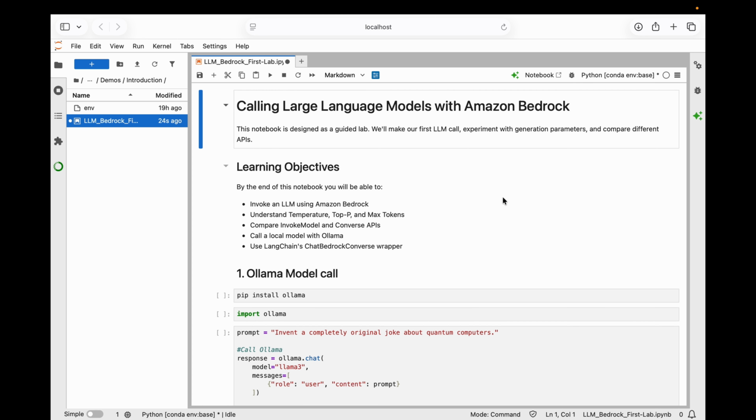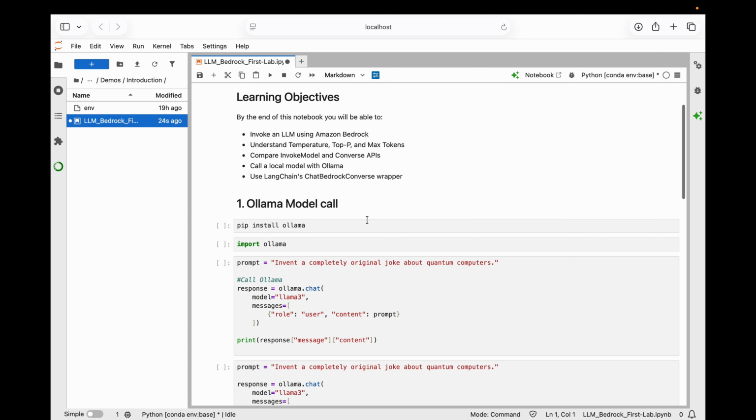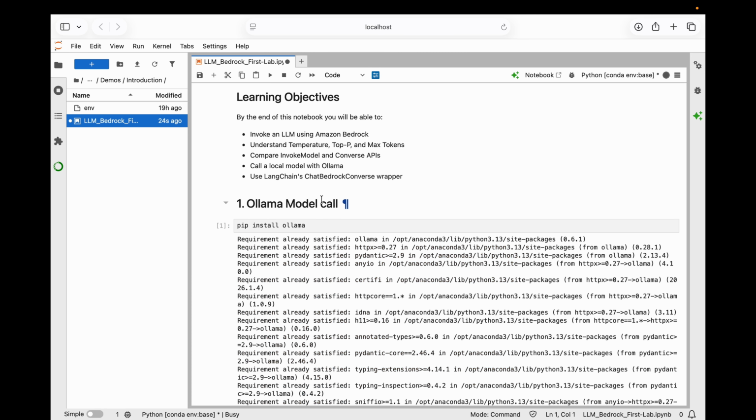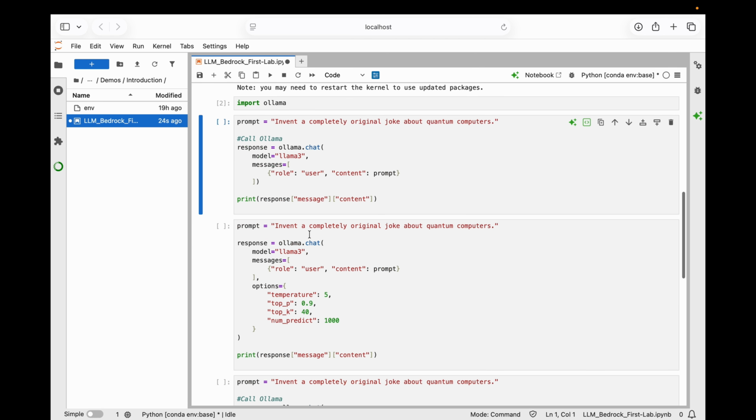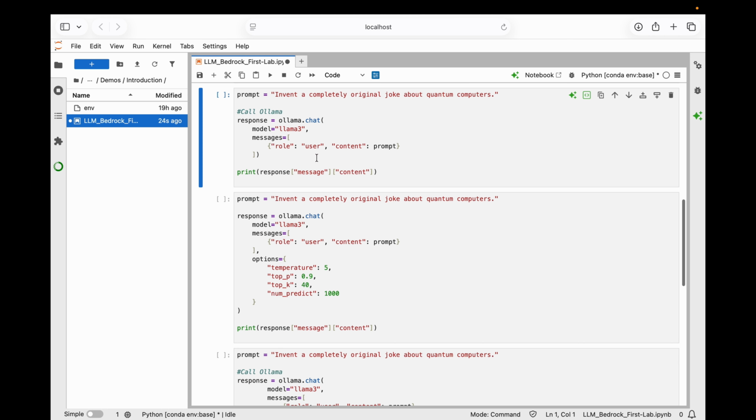This is the Jupyter notebook, and as you can see, it has comments and different cells that we can execute using these buttons over here. Let us first install Ollama, which will help us interact with the model that is running locally on our machine. This cell has the model invocation. We have a variable prompt with the user's input: Invent a completely original joke about quantum computers.